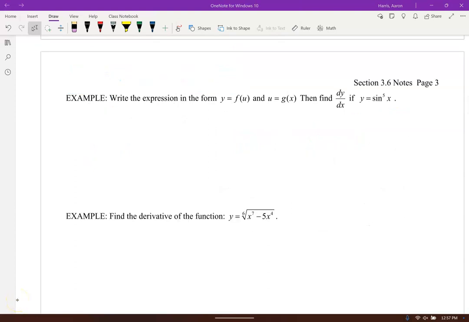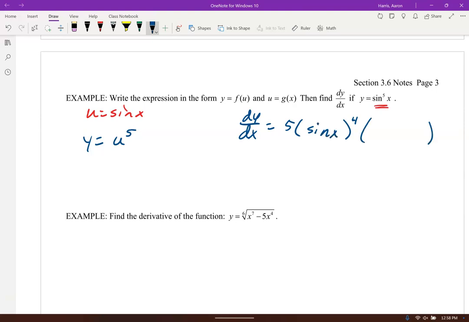So if you look at this, you're like, hey, what's my u going to be? Hopefully you see that it's the sine of x, so that means y would have to be u to the 5th, right? Because it's the sine of x to the 5th power. So when we take dy dx, it's 5u to the 4th. And remember, our u is the sine of x. And that's the derivative of u, right? Derivative of the sine is cosine. So this just ends up being 5 cosine x sine of x to the 4th.